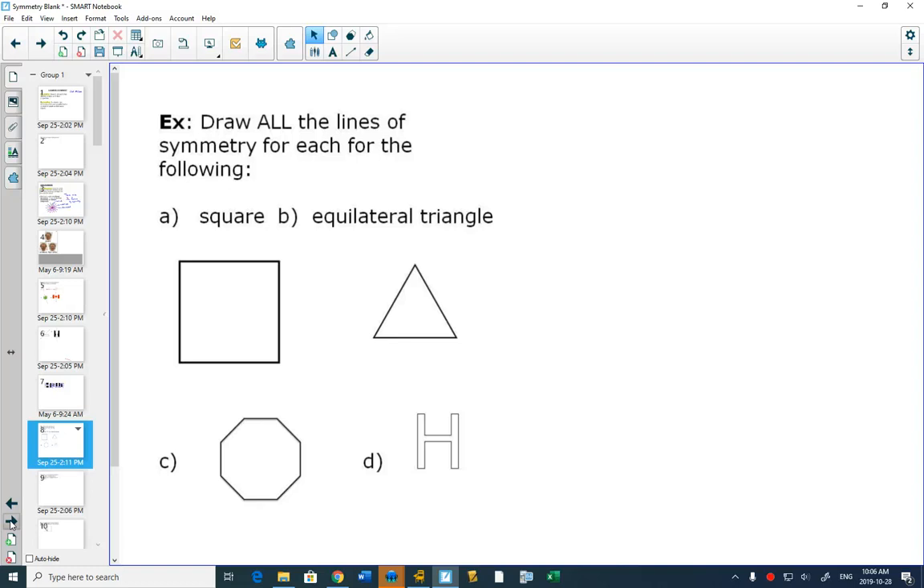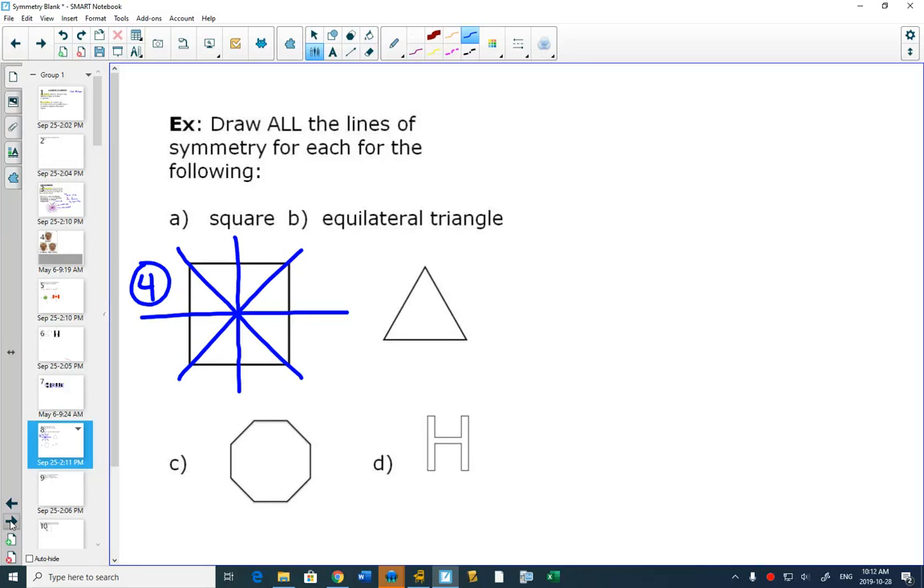So your test questions will look like this. Here's a shape. How many lines of symmetry does it have? Can you draw them all and say how many it has? How many did you get? There's more than one for this one. You got it wrong. There is one there, one there, one there, for 3 lines of symmetry.